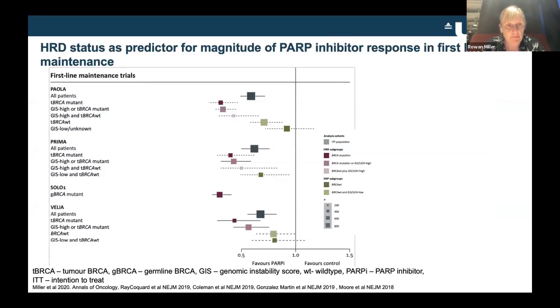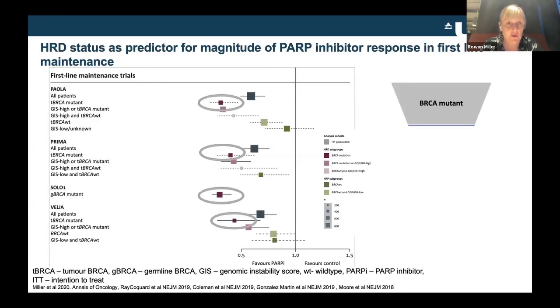So this forest plot compares all the various trials, and I include it not because we shouldn't be doing cross-trial comparison, but just to show you that you see this recurrent theme. So here we've plotted the hazard ratio of response to PARP inhibitor, and you can see that the greatest benefit is seen in the patients with a BRCA mutation. So consistently, the hazard ratio is about 0.3 in all the trials.